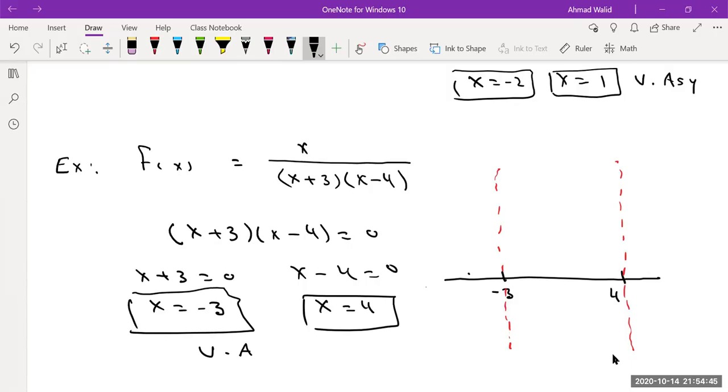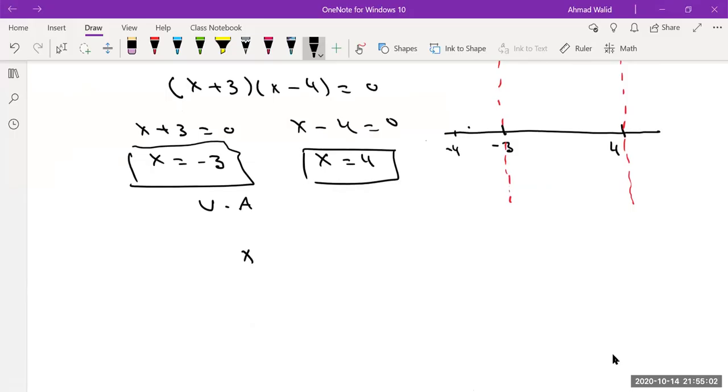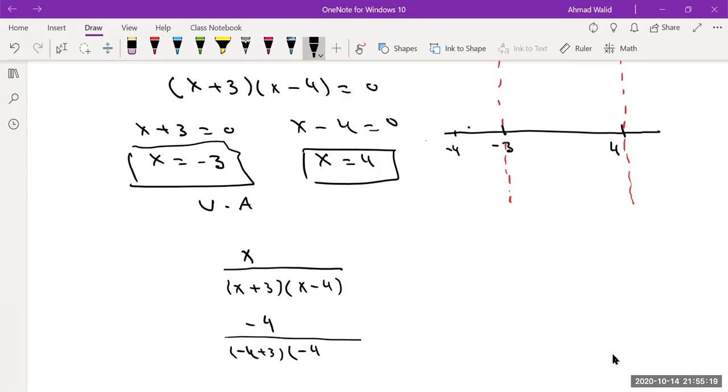For example, negative 4, right? If you pick, for example, negative 4, and you plug into your function negative 4, let's see what's happening. What is the sign of the function there, correct? Let's do this actually. Let me plug in for you. Your function is x over (x plus 3) times (x minus 4). Let's plug in negative 4. Then this one will be negative 4 over (negative 4 plus 3) times (negative 4 minus 4).